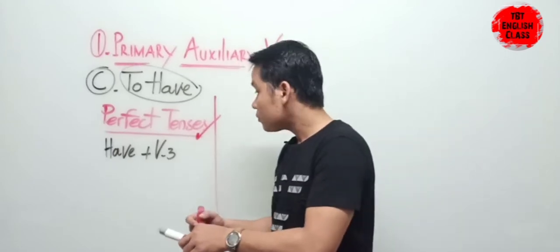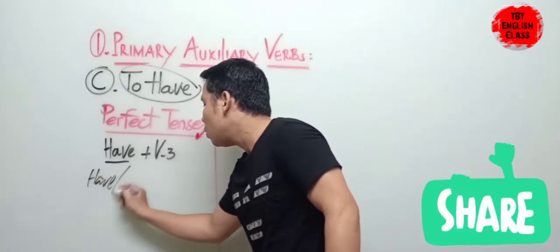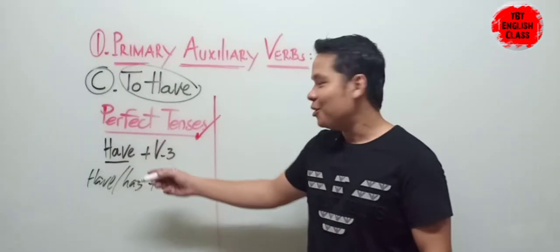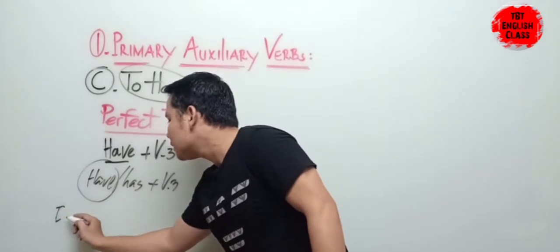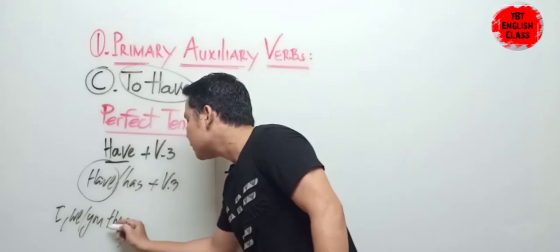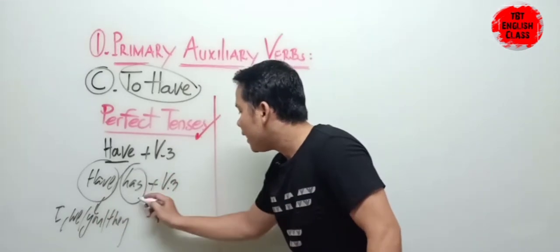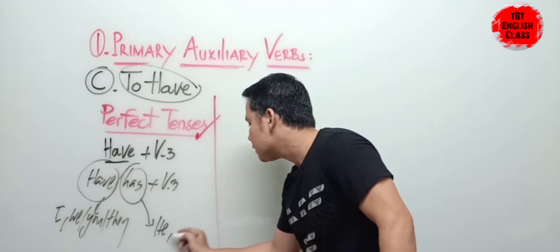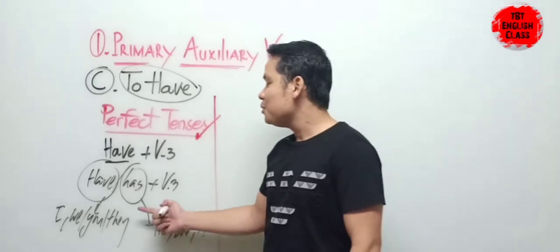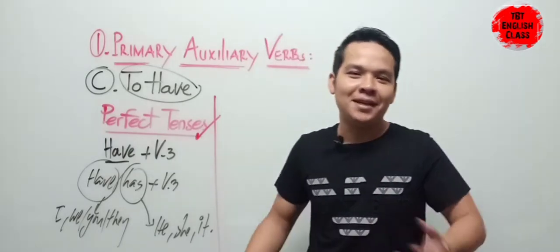Let us see. "Have" here can refer to have or has as well, plus verb 3. It's based on the subject that we use. When the subject is I, we, you, and they, we use have: I have, we have, you have, and they have. But we use has with the subjects he, she, and it. This is what we use to make perfect tense. Okay? We use the primary auxiliary verb "to have" to create perfect tense.